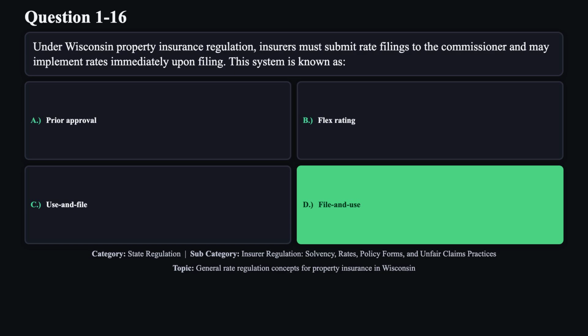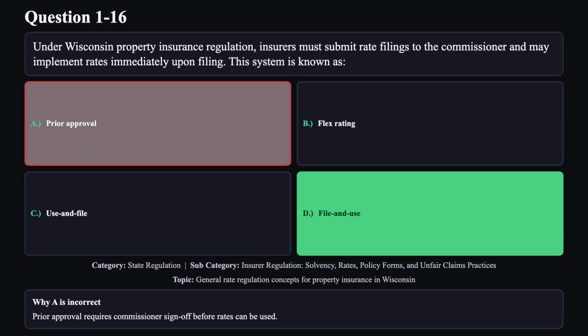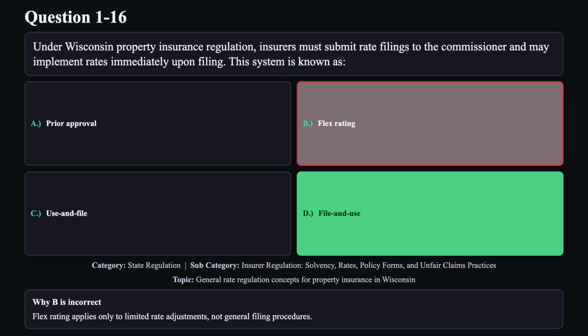The correct answer is D. The correct answer is file and use, under which rates become effective immediately upon filing with the commissioner while still requiring formal submission. Reason A is not correct. Prior approval requires commissioner sign-off before rates can be used. Reason B is not correct.